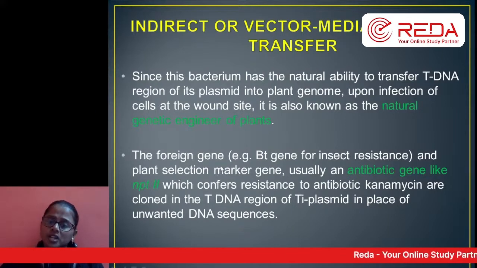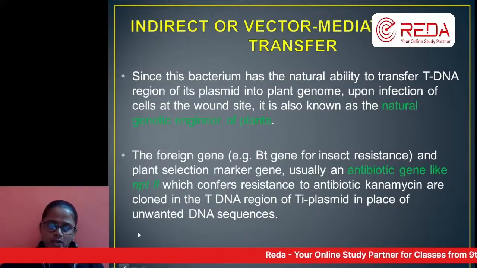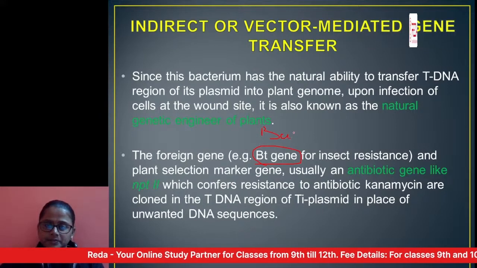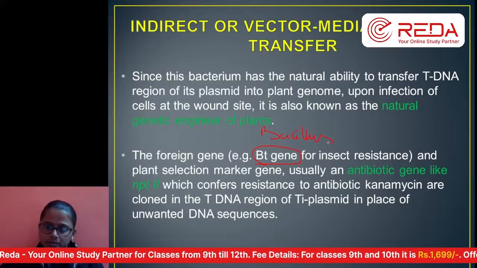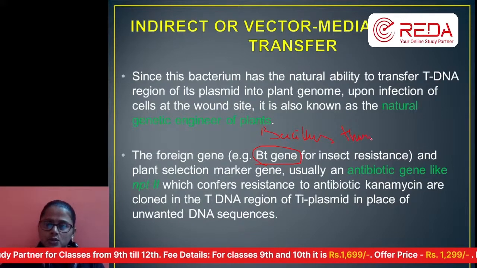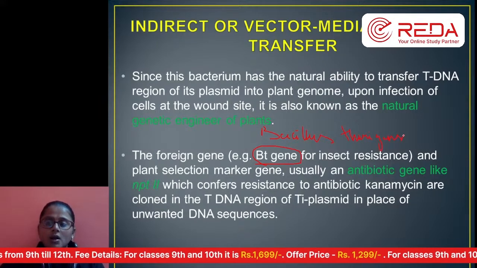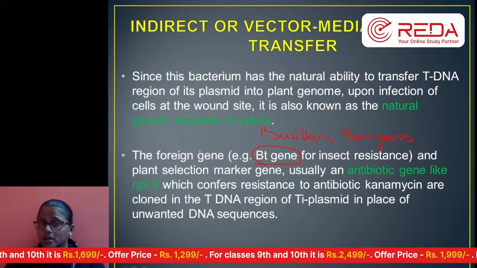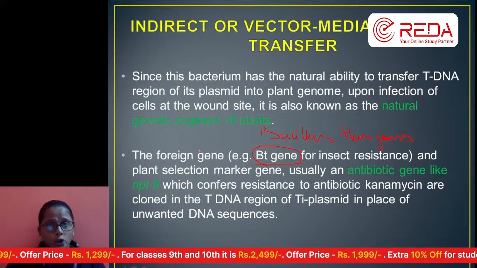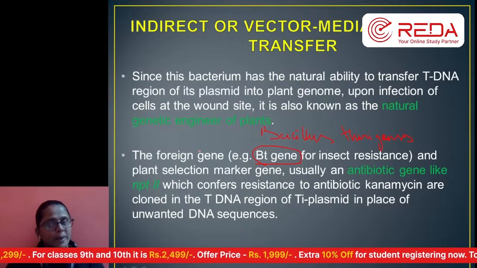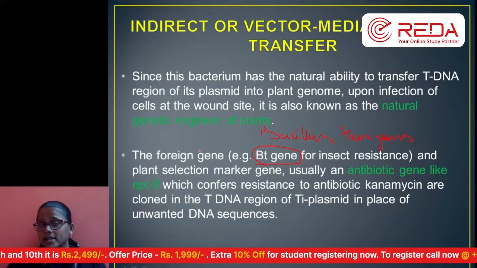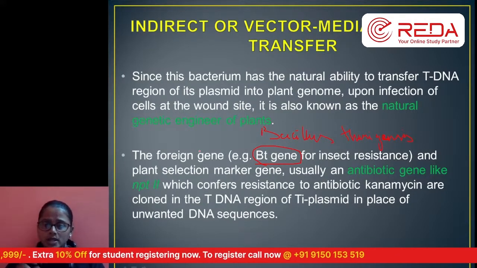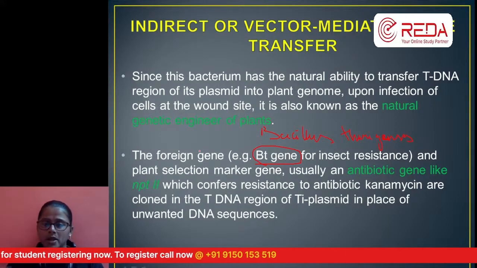The foreign gene, like Bt, means Bacillus thuringiensis. This Bacillus thuringiensis is one variety, a bacterium which is highly resistant and helps us in controlling pests. This is actually a natural pest controlling agent, and we use it for our purpose. So this Bt gene is insect resistant, as I said. We are able to put this gene through the Ti plasmid.